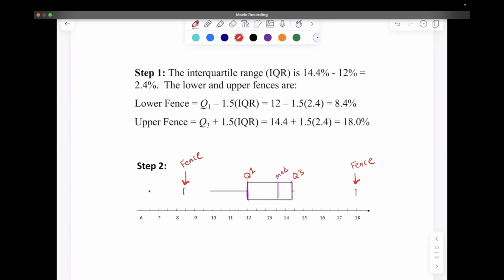So you draw the whisker to the last data value that is inside the fence, which looks like it's about 9.8. So the lowest data value inside my fence is about 9.8. Same thing up above. This right here looks like about 14.5 is the last data value inside my upper fence. So the whisker only goes to that last data value. Then I have an outlier over here. This looks like it's about 6.5%. I have an outlier there. Indicate that with an asterisk.